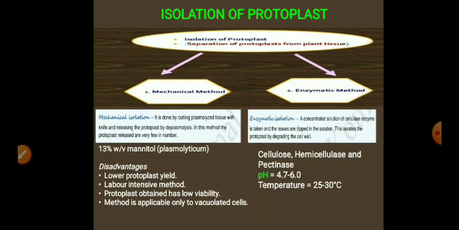The first one is isolation of protoplast. How can we isolate the protoplast? There are two main processes: one is the mechanical method, another is the enzymatic method. Mechanical method means we simply cleave the plant cell wall and release the protoplast by cutting the cell wall using a knife and grinding the tissues using mortar and pestle. So what will happen? In that mechanical method, we will get a minimal amount of protoplast. Why?